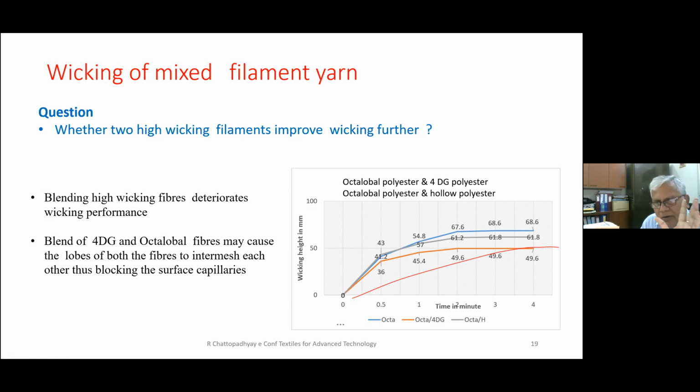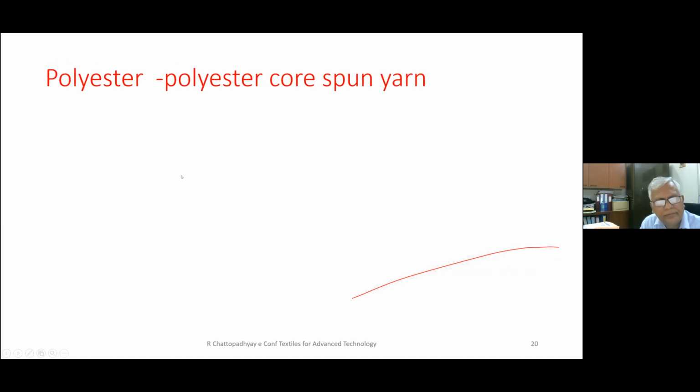So if we take non-circular fibers, either 4DG or octalobal, we can probably mix them with hollow fibers, so hollow and round polyester fibers. Then this possibility of the lobes getting blocked will not be there, and therefore the wicking behavior will always be good. But otherwise, this possibility could also exist.